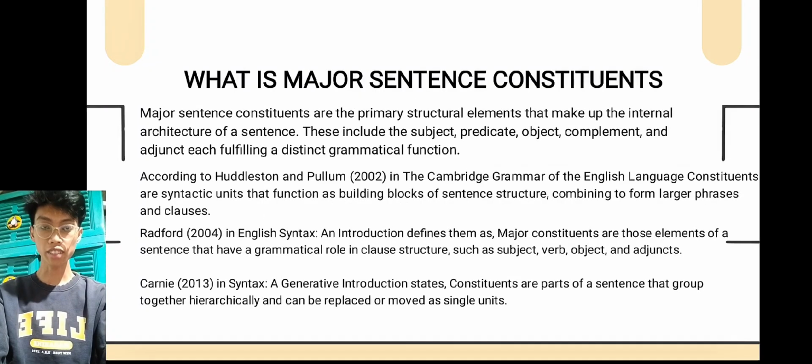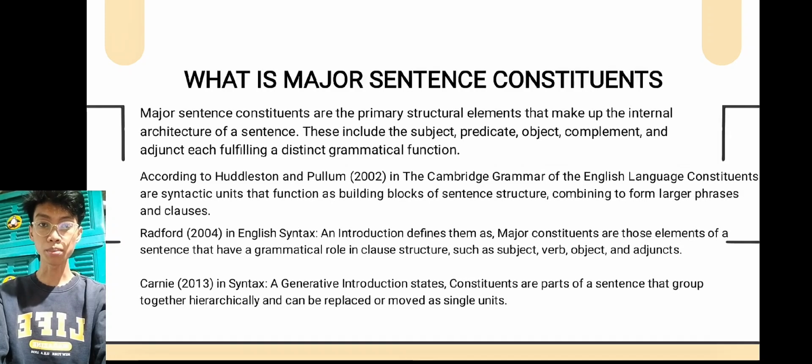What is a major sentence constituent? Major sentence constituents are the primary structural elements that make up the internal architecture of a sentence. These include the subject, predicate, object, complement, and adjunct, each fulfilling a distinct grammatical function.